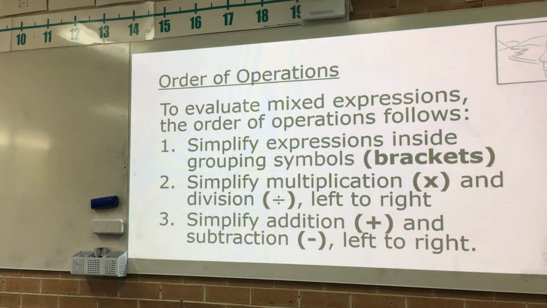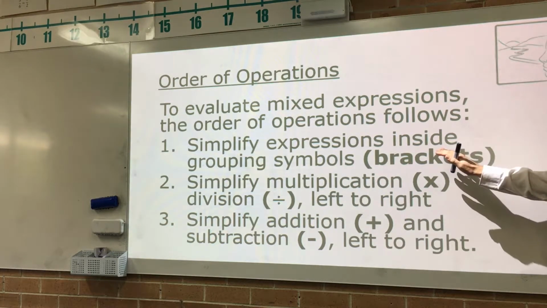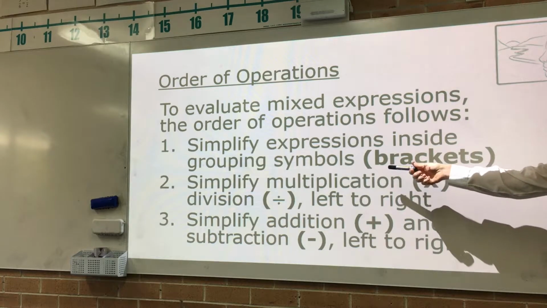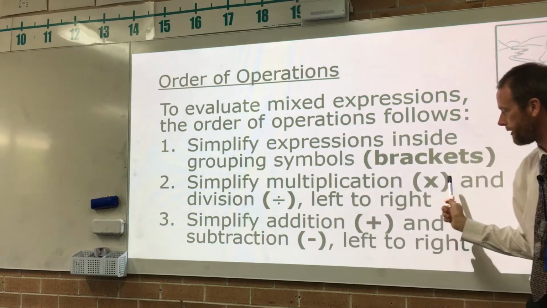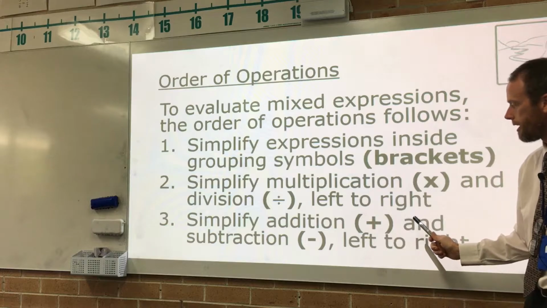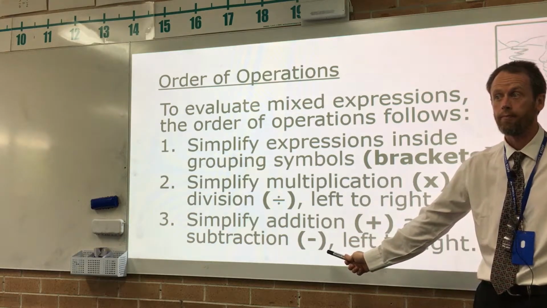Year 7, we've been working with positive and negative numbers, but only on their own. So it might be 5 plus negative 7. What we need to be able to do is expand that to deal with expressions with mixed symbols. So for example, you would know how to do your order of operations, where you do brackets first, then you do multiplication and division, and addition and subtraction.